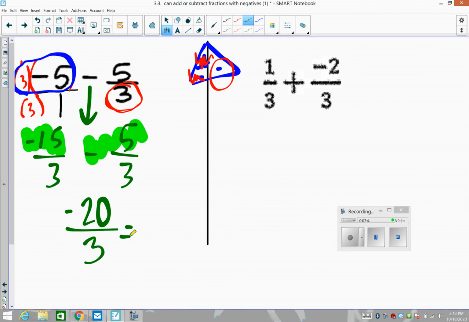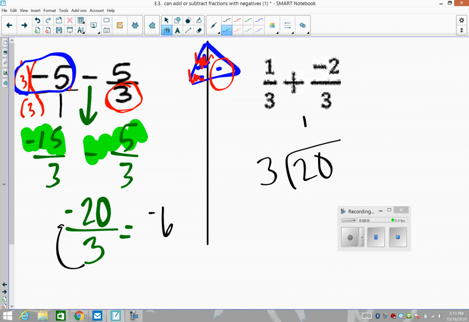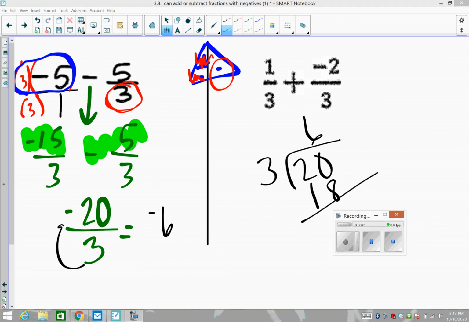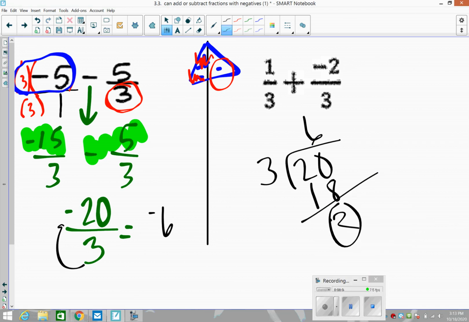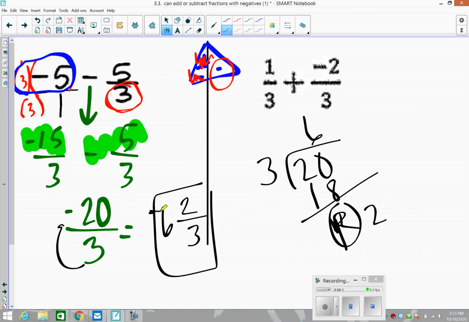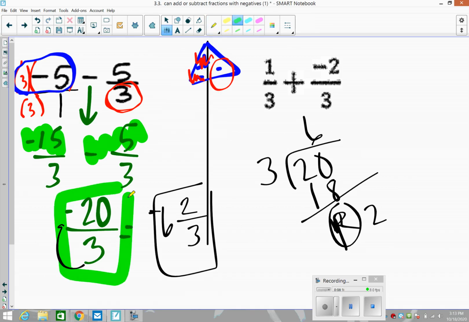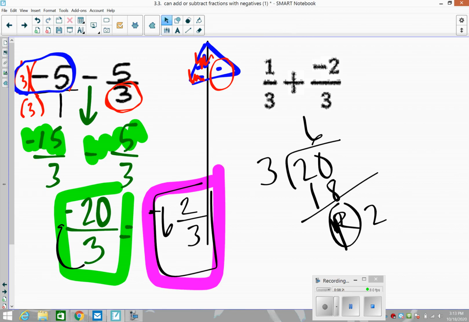Now that's lowest terms in terms of improper fraction because 3 is a prime number. This would be negative, and 3 goes into 20 6 times, which is 18. The remainder on that is 2. So negative 6 and 2/3. Final. That should be negative. So 2 possible answers here, you guys. We can keep it as an improper fraction, or we can change it to a mixed number. Either way, they're both negative.